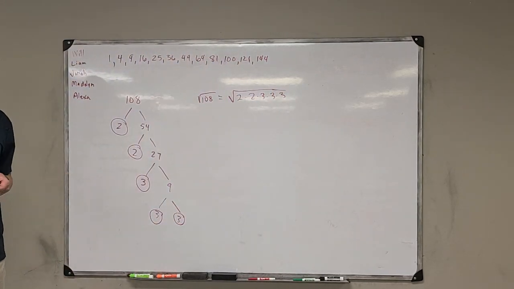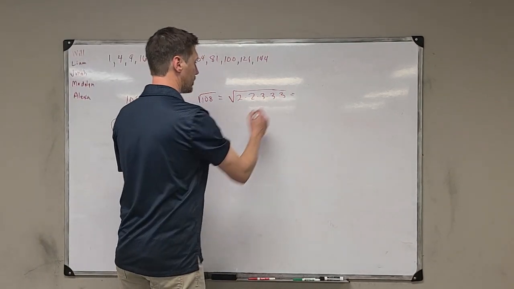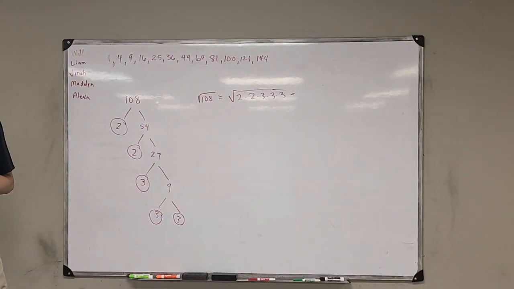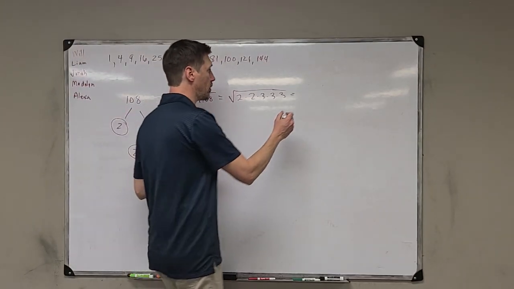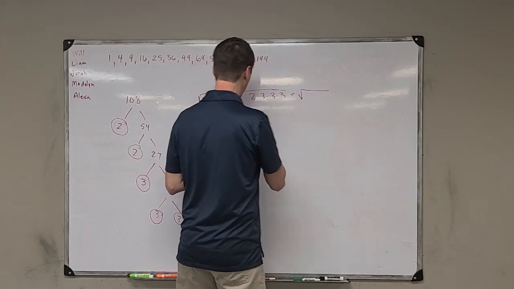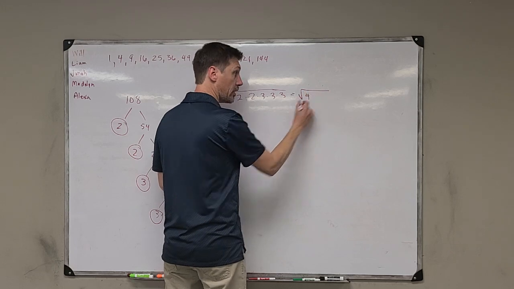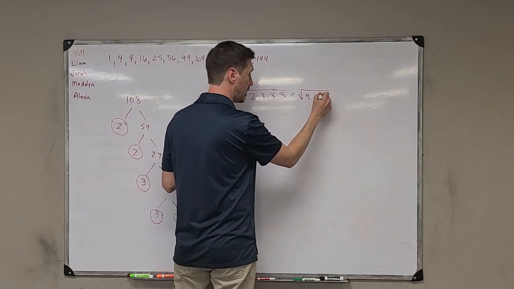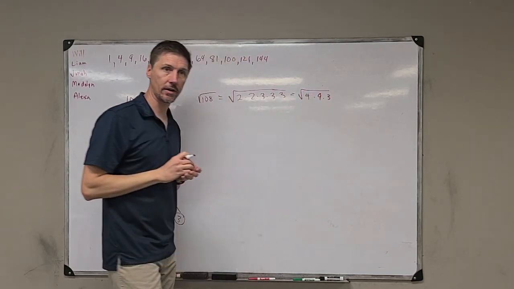You can always go back and do it that way if you don't recognize the perfect square that's in it. And then, what do we pull out of this? We pull out everything that's duplicated. Anything that's that thing times itself can come out, because those are all perfect squares. Remember, 2 times 2 is a perfect square, that's 4. 3 times 3 is a perfect square, that's 9. And then we've got this 3 left out here.